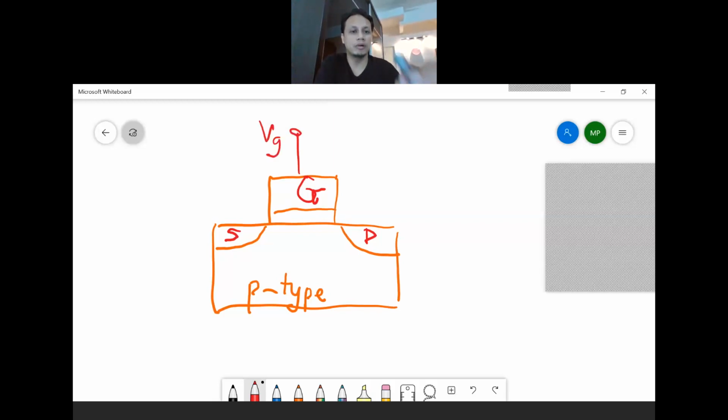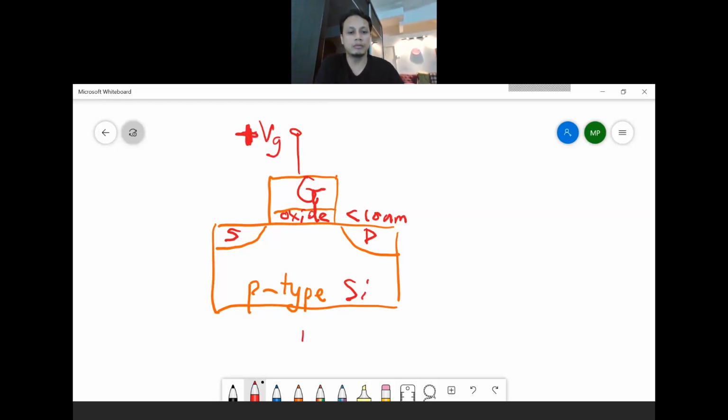So you have your gate there, and this is the oxide. A very thin layer of oxide is typically below 10 nanometer. Okay, 10 nanometer thickness. So you have your source on the left and drain on the right. And this one is p-type silicon. So what happens if you apply a positive Vg?